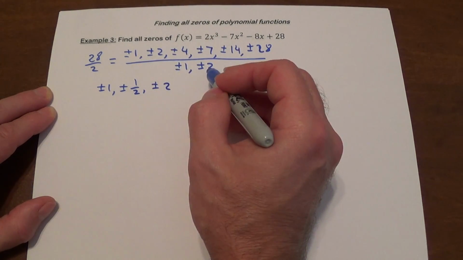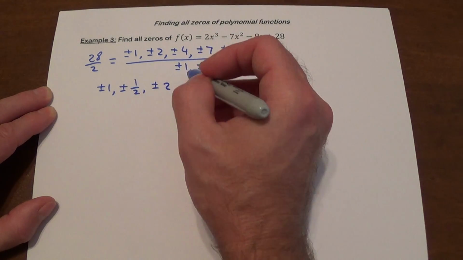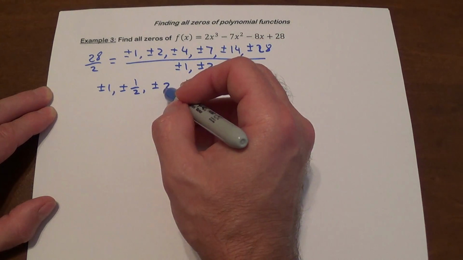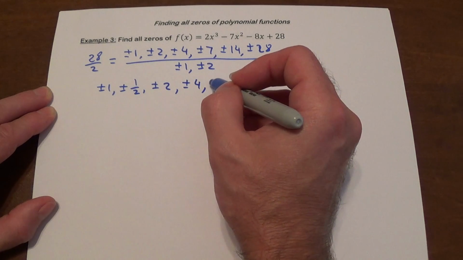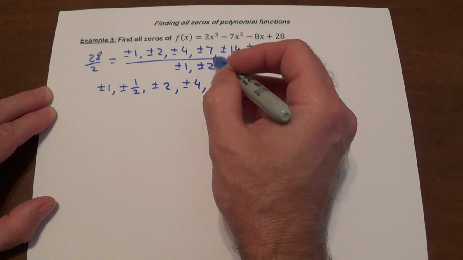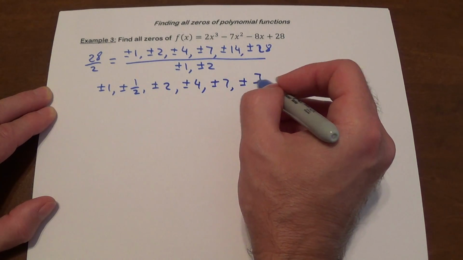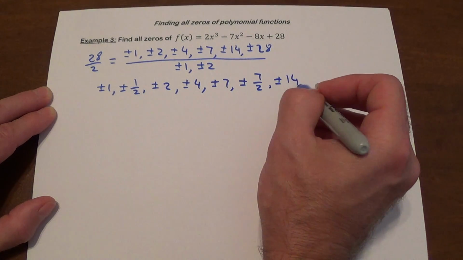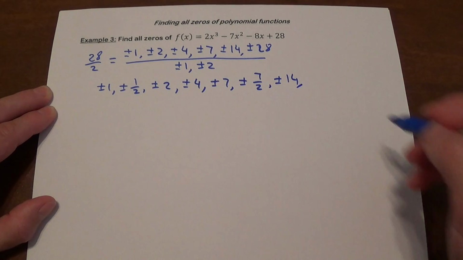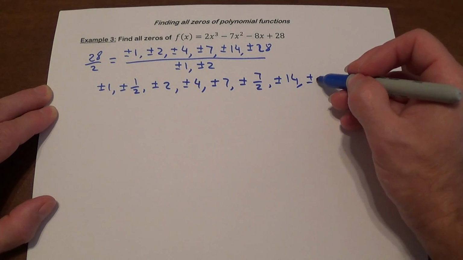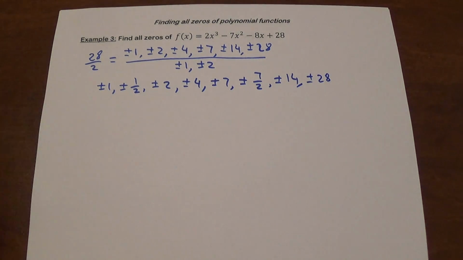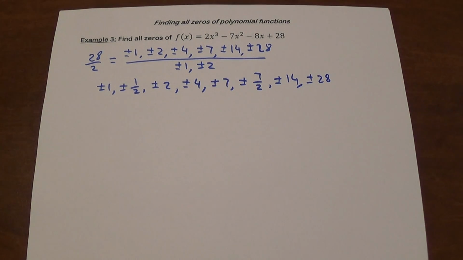2, 2 over 2 is 1, we have that, 4 over 1 is 4, 4 over 2 is 2, we have that, 7 over 1 is 7, 7 over 2 is 7 halves, 14 over 1 is 14, 14 over 2 is 7, we have that, 28 over 1 is 28, 28 over 2 is 14, we have that. So these are our possible rational zeros.